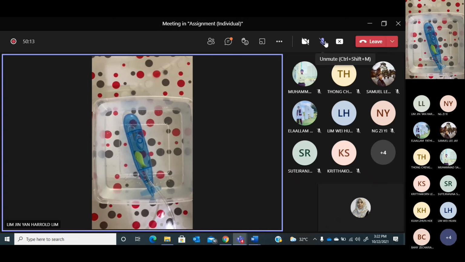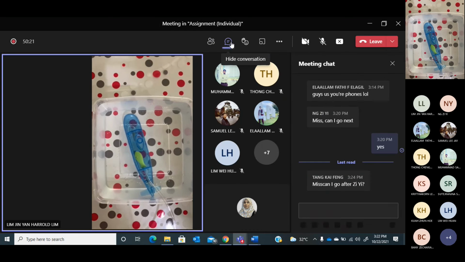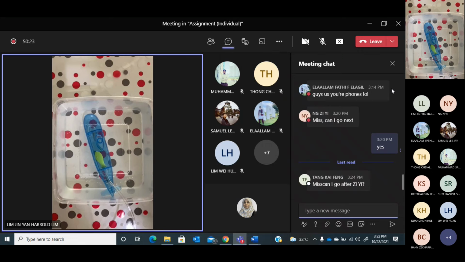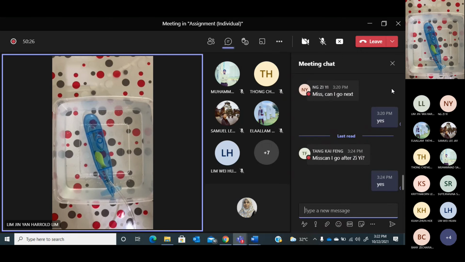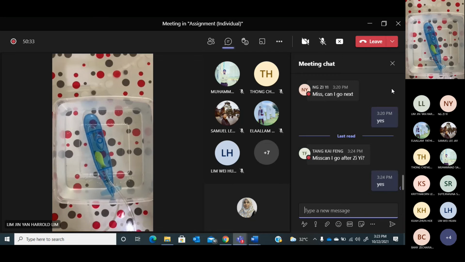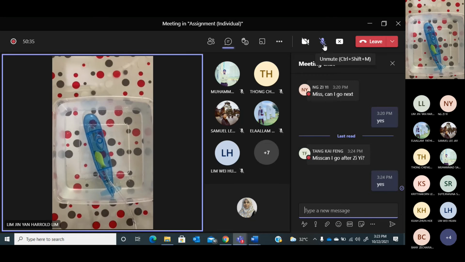The result is buoyancy. And how can we calculate the buoyant force? The formula is rho g V. Rho is the density of the fluid, g is the gravitational acceleration, and V is the volume of fluid displaced. That's all for my experiment. Thank you.